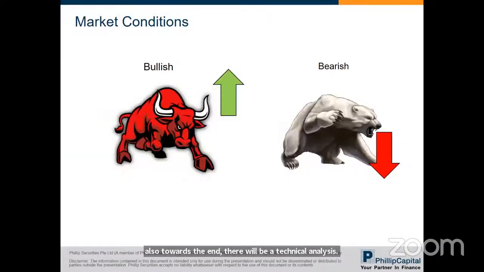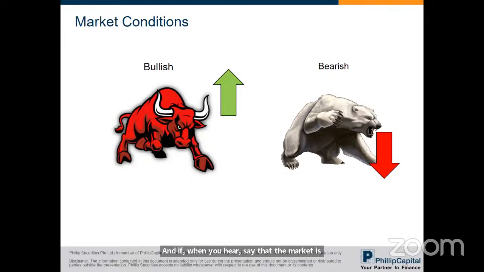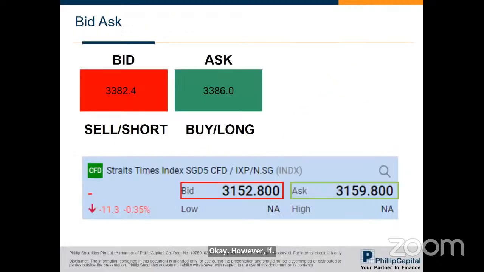So there are two types of market condition. In the stock market, there's only going to be two types of movement. The first one being the upward movement, the second one being the downward movement. If it's going up, we call it bullish. When you hear people say the market is very bullish, this means that the market is in an upward trend. However, when the market is going down, we call it bearish.